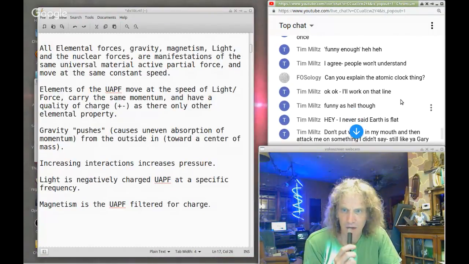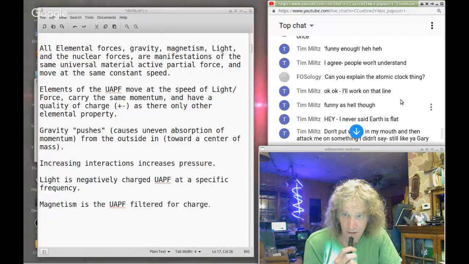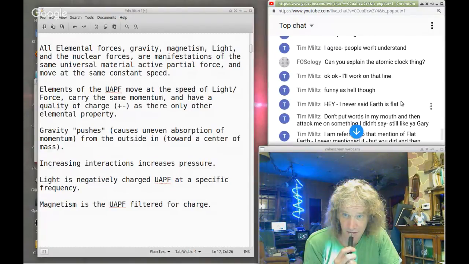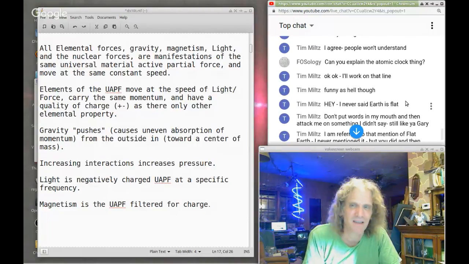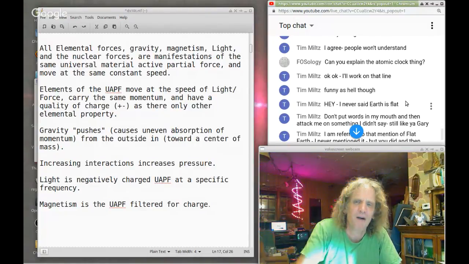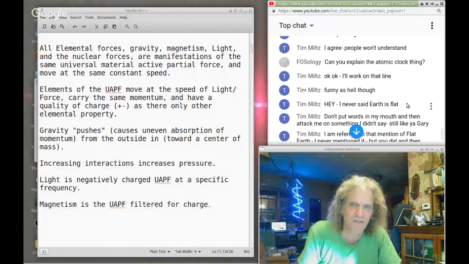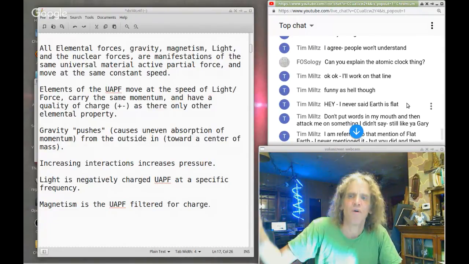Okay, I'll work on that line. Funny as hell, though. Well, whatever. Hey, I never said Earth is flat. Again, the metaphor fits. I've pointed out how I think it's an obnoxiously stupid theory that constants aren't constant. It's as silly to me as flat Earth or Jesus. It's a waste of time.